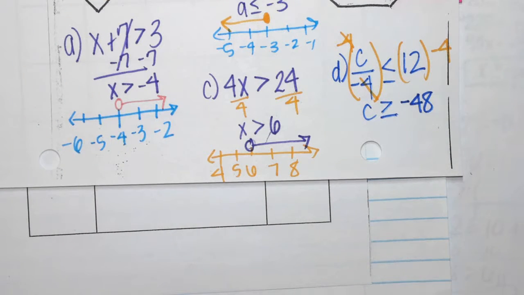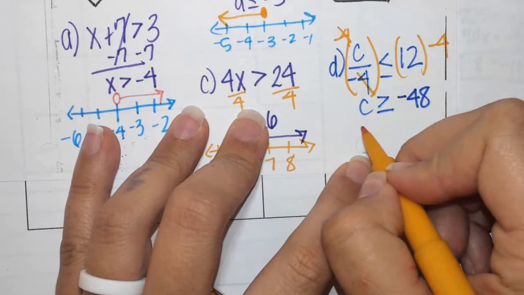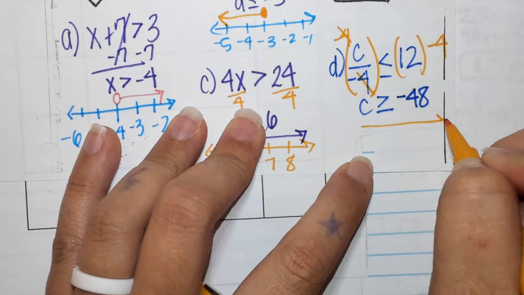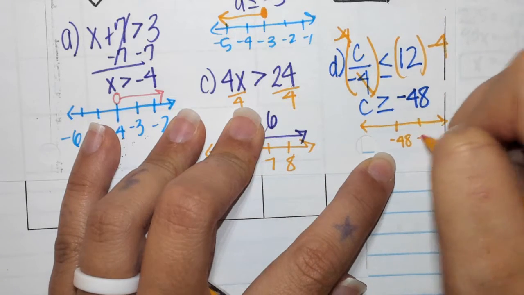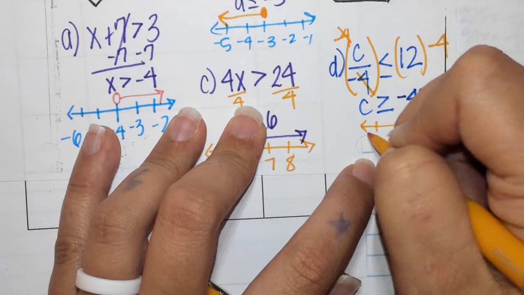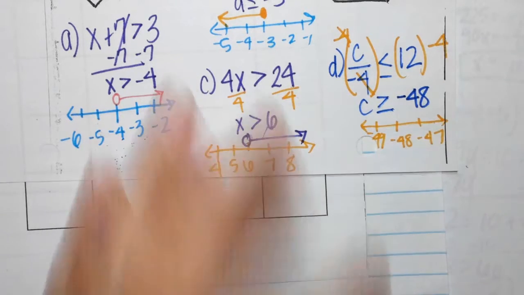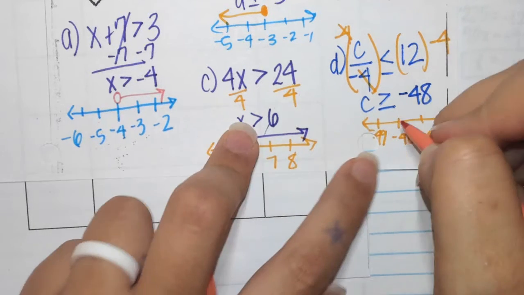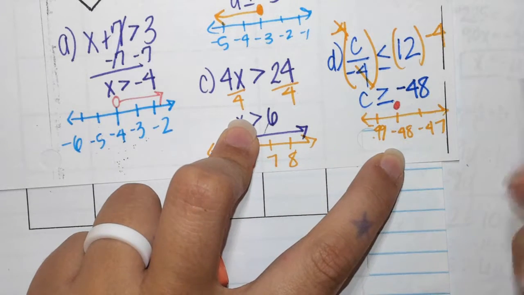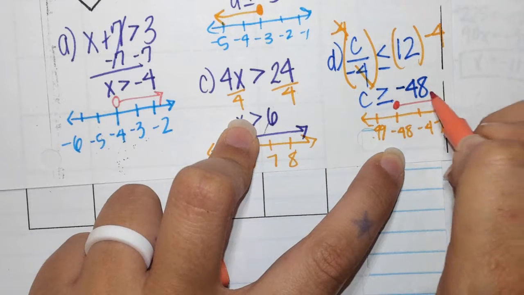Was that hard? Nope. Let's draw our number line. Alright, are we going to have an open or a closed circle? A closed. And am I going to shade to the left or to the right? Fantastic.